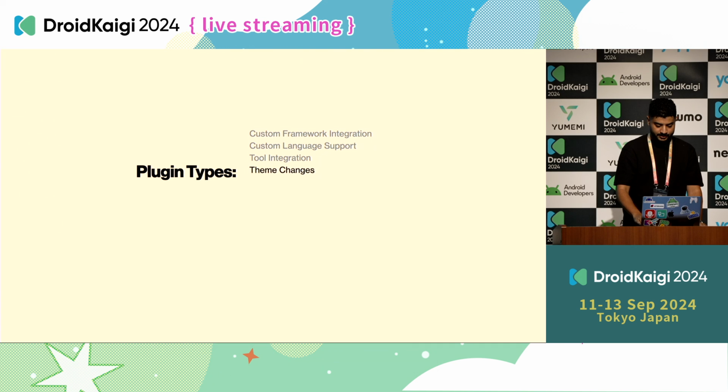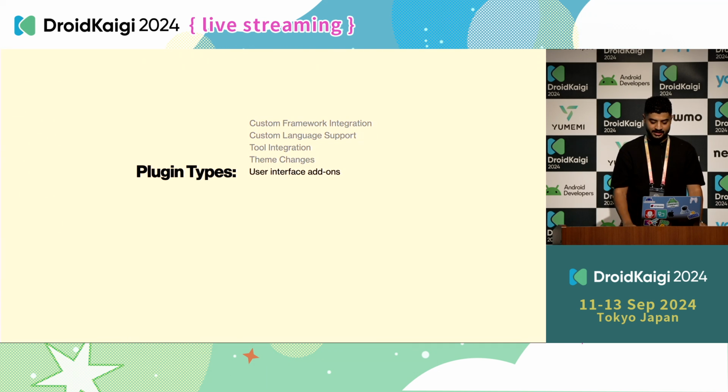And the last type is UI add-ons. These plugins are all about extending the interface of Android Studio. They allow you to add new panels, toolbars, or other UI components, which can enhance the usability and the functionality of the IDE. This can be practically useful if you need a specific feature or tool to be readily accessible for your daily work.